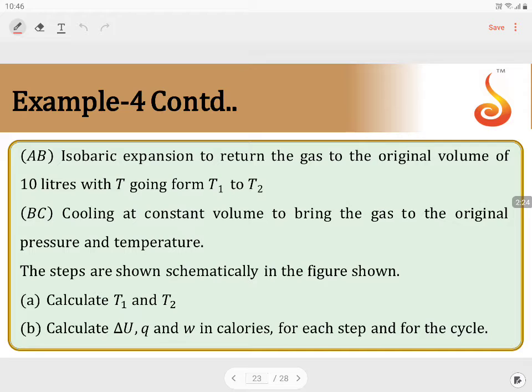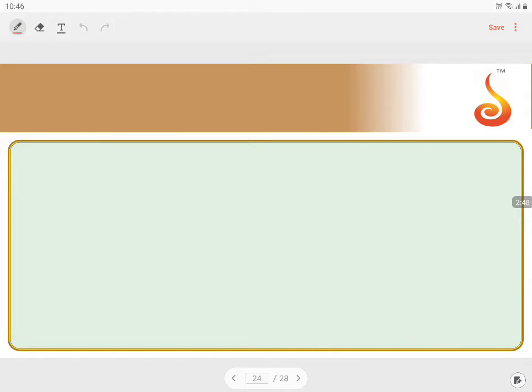So the question here is to calculate temperatures T1 and T2 and delta U, Q and W in each step. The temperature goes from T1 up to T2 and is cooled from T2 to T1 again. T2 should be greater than T1, as already mentioned. So these are the points we are taking into consideration.